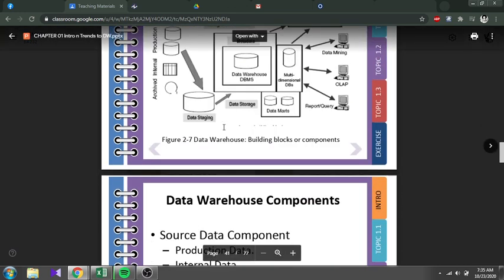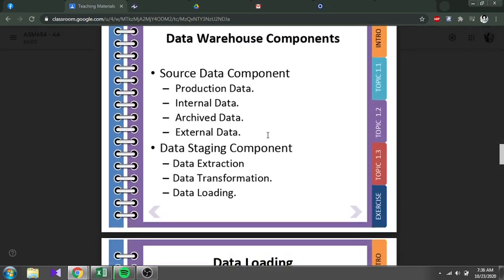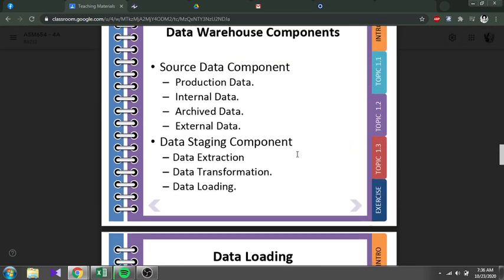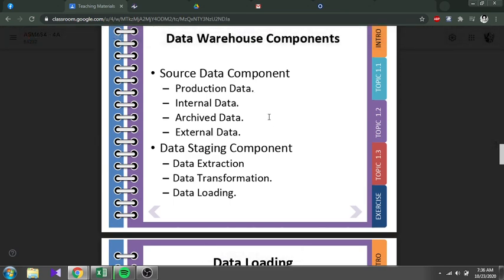Okay, dia kat sini the best bagusnya ada detail explanation dekat sini. Data warehouse component, kita ada source data component, data staging component. Okay, on the source data component, of course from the production of the data, internal data, archive data, external data.